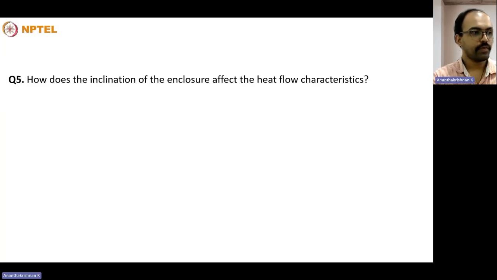So we look into the first problem. This is also a theory problem. The question asks, how does the inclination of the enclosure affect the heat flow characteristics? As you could see, the enclosures in all our cases have been considered to be vertical or horizontal. So how does it vary with respect to an angle? We have looked into two extreme cases. Now we need to look at how it varies for different angles in between.